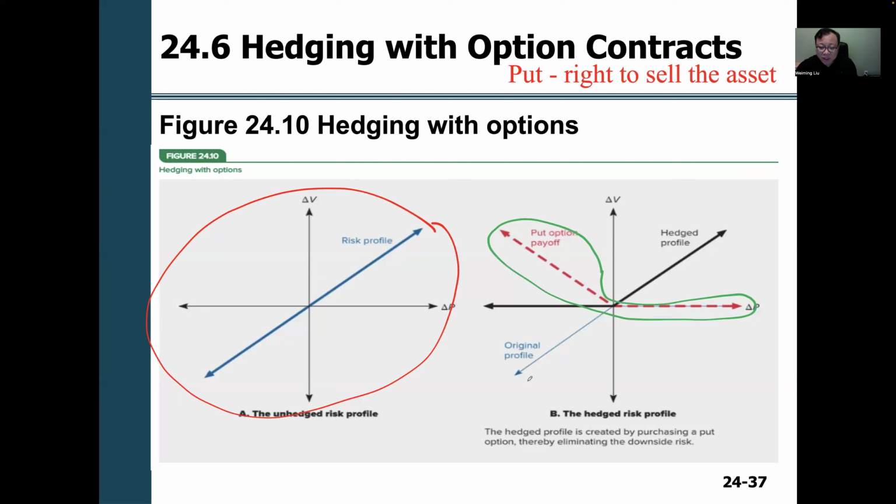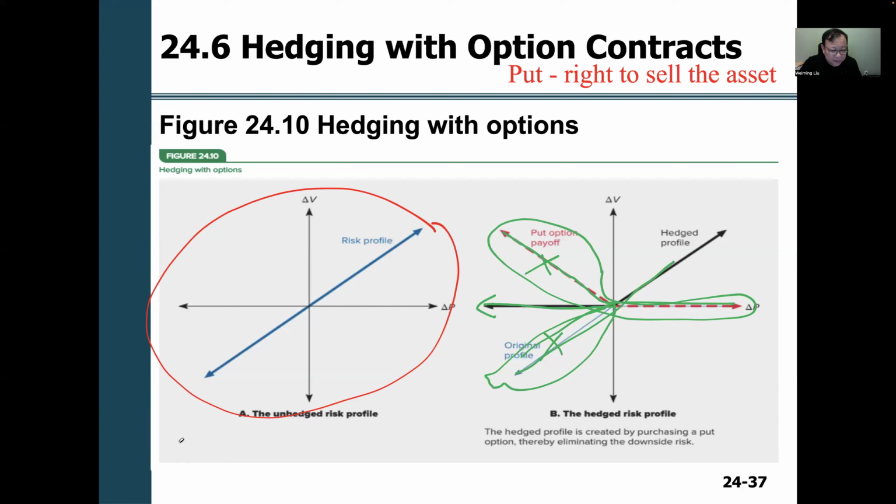Now the original blue line looks like this. When we use hedging with the put option, I can add this red line. This part is the downside negative payoff, but the put option will offset that part. So these two net each other to make this flat line.